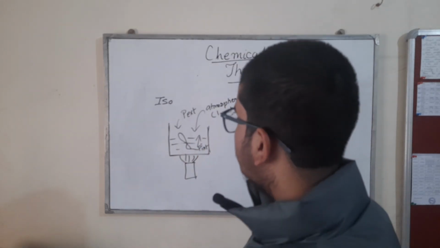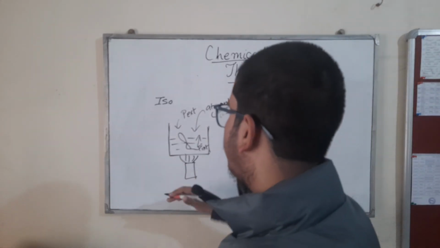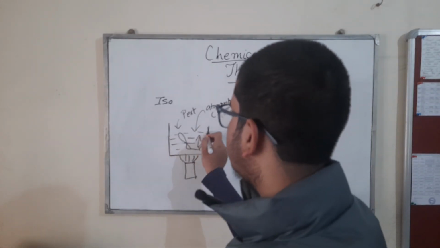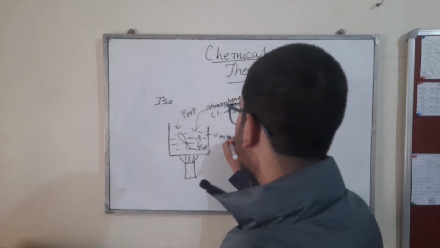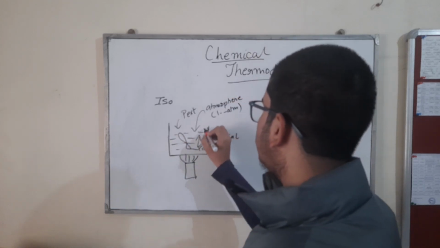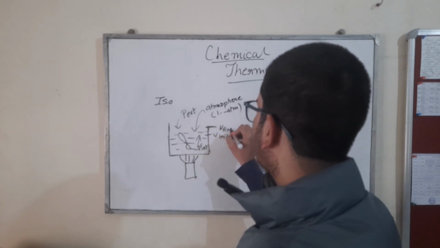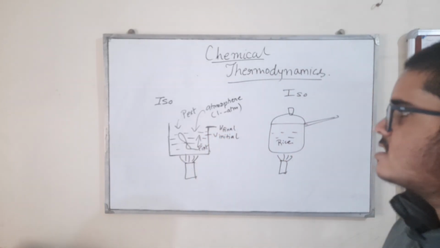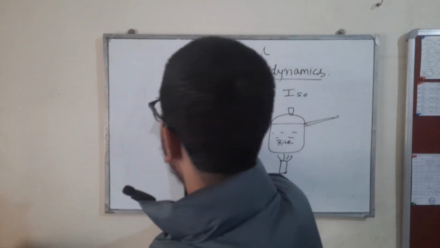So throughout this heating process, pressure will not change. The volume may increase due to heating. Let's suppose this was the initial volume and this increased to this point. So volume increased but pressure remained constant. So this is isobaric.